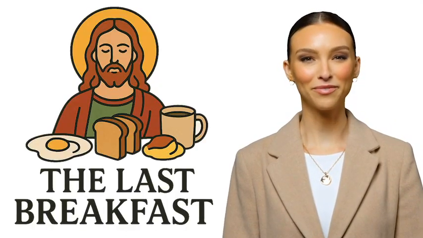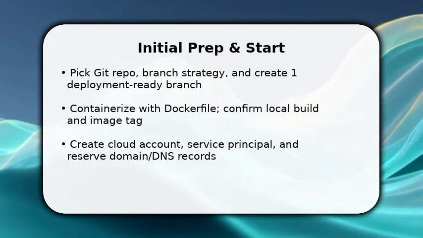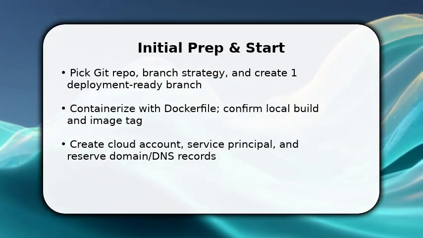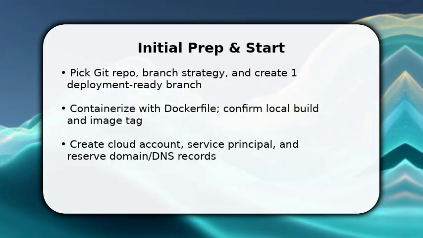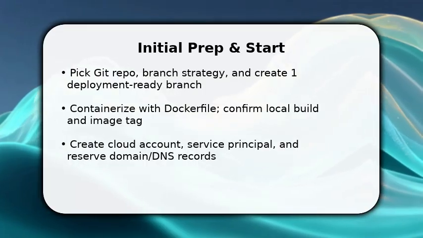Please enjoy the video. You begin by preparing essentials. Confirm your repo and branch, then write a concise Dockerfile and build an image locally. Once done, tag the image and push to a container registry so your platform can pull it.